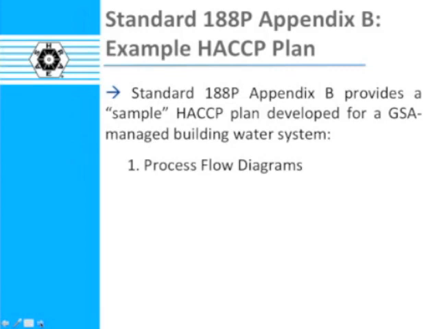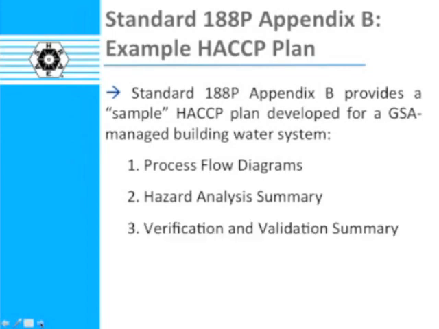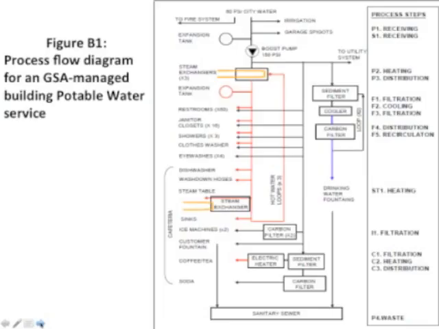There are really four things that are given as examples: process flow diagrams, hazard analysis summary, verification and validation summary, and the HACCP plan document itself. Now, I know I've introduced this term for the first time, HACCP. I'll be talking more about it, what the acronym means, and how it relates to all of this. For those of you who are not familiar, it simply means hazard analysis, that's the HA, and CCP stands for critical control point. So let me give you some examples.